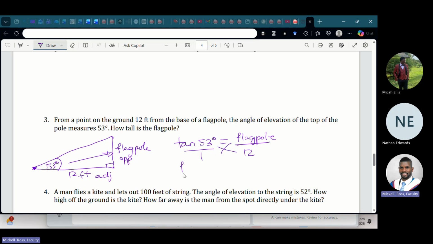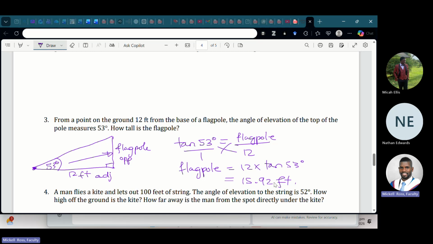1 times flagpole is just going to give us flagpole equals 12 times the tan of 53 degrees. So 12 times tan 53 degrees gives us that the flagpole is equal to approximately 15.92 feet. So that's how tall the flagpole is, right?